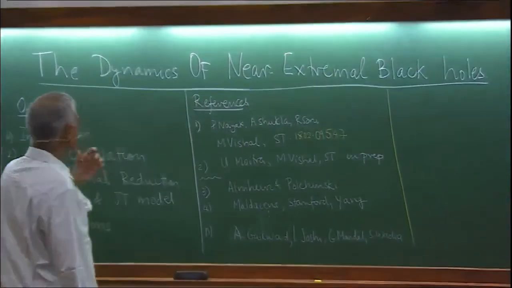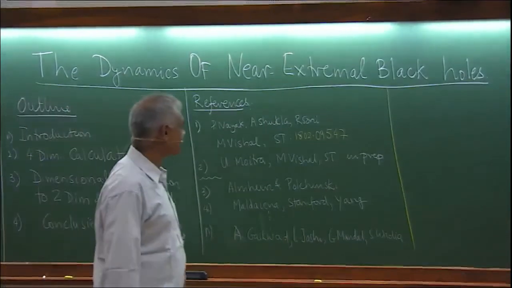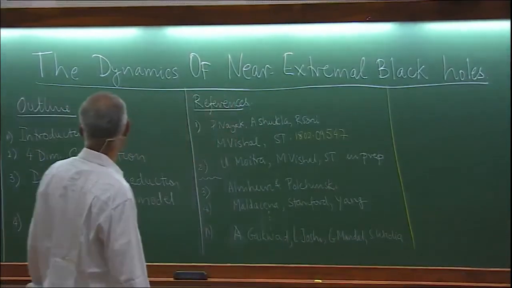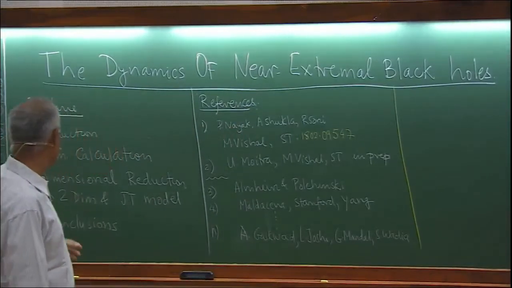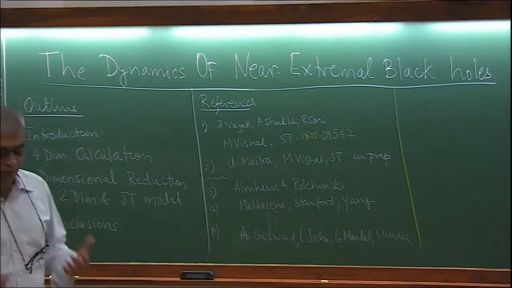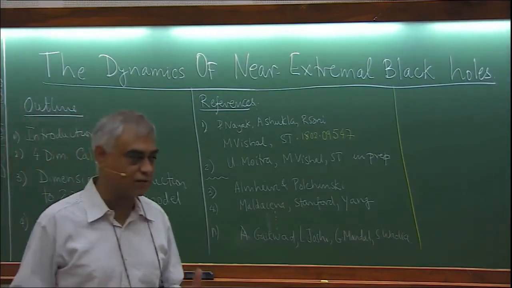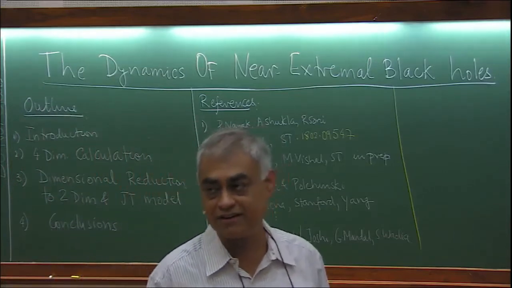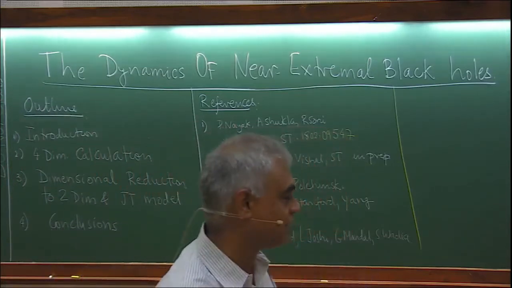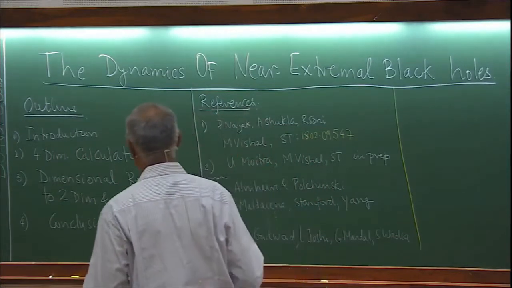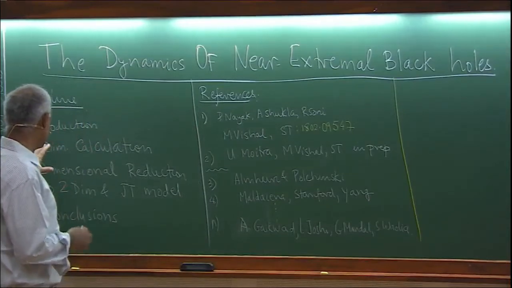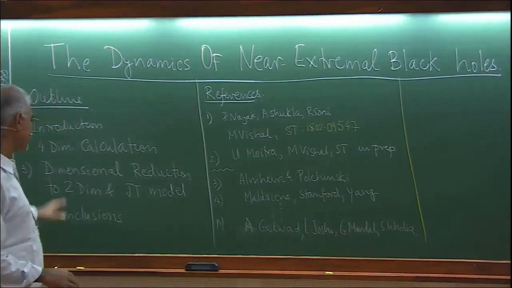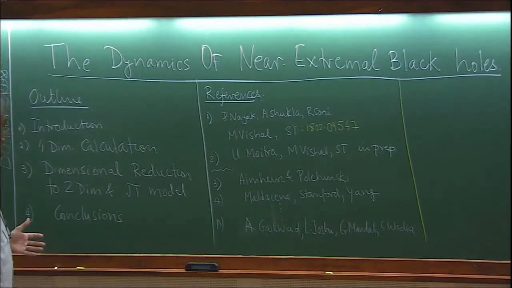So the title of the talk is The Dynamics of Near-Extremal Black Holes. I'll begin with an introduction where I'll give you some motivation and some background. Then I'll describe a four-dimensional calculation. The conclusions we'll come to about the dynamics of near-extremal black holes are quite general, I believe. They're true in various dimensions, 4 and higher in particular. But for concreteness, we'll focus on one case, which will be an asymptotically anti-de Sitter space in 4 dimensions, and I'll describe that calculation for you.